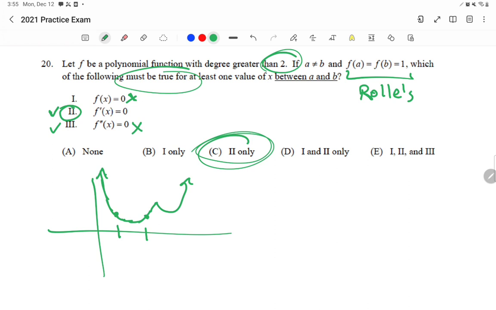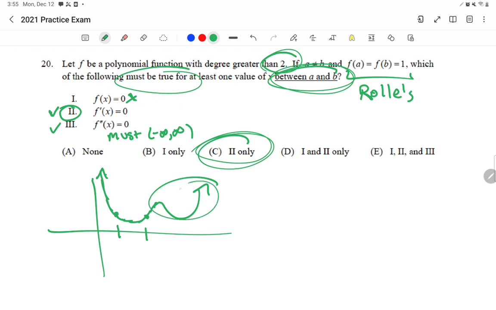Oh, you know what? This is actually why I see this. Okay, it says for at least one value between a and b. So that's why it's 2 only. So this must be true, like if we think from negative infinity to infinity, because they told us the degree is greater than 2.